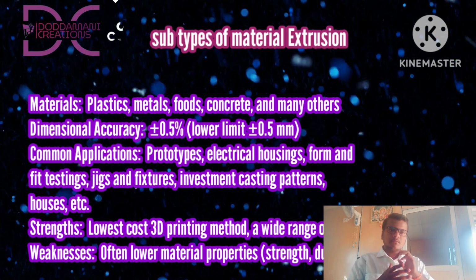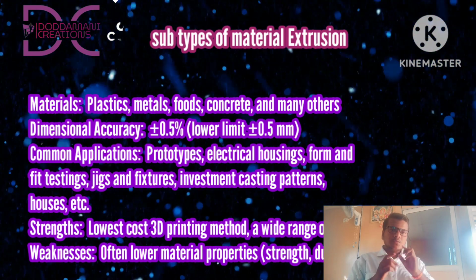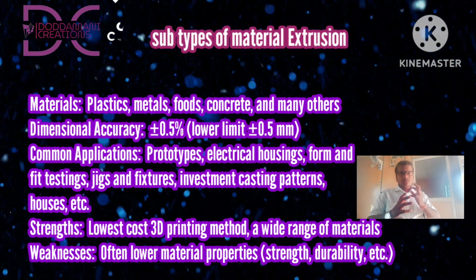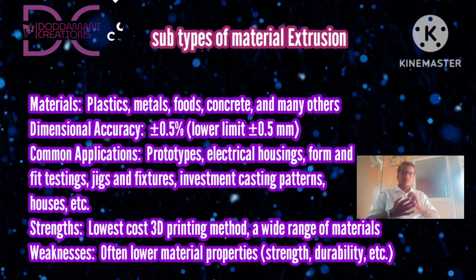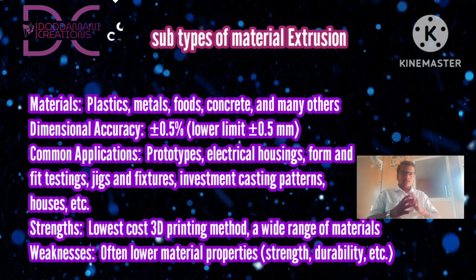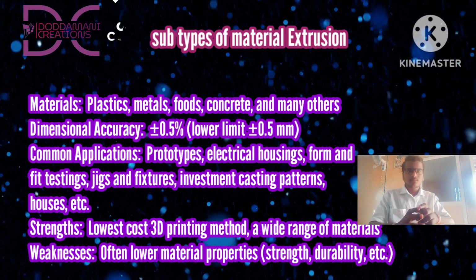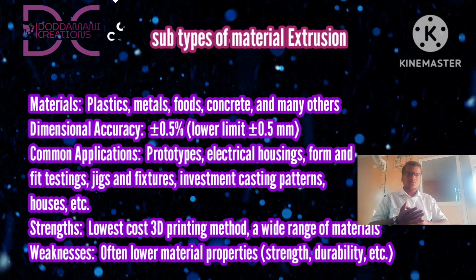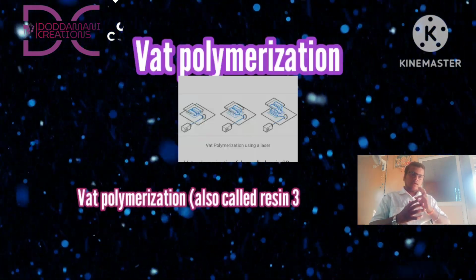Subtypes of material extrusion. Materials: plastics, metals, foods, concrete. Dimensional accuracy is plus or minus 0.5%. Lower limit is plus or minus 0.5 mm. Common applications are prototypes, electrical housing, form and fit testing, jigs and fixtures, investment casting patterns, housing. Strength: lower cost 3D printing method, a wide range of materials. Weakness: often lower material properties, strength, durability, etc.